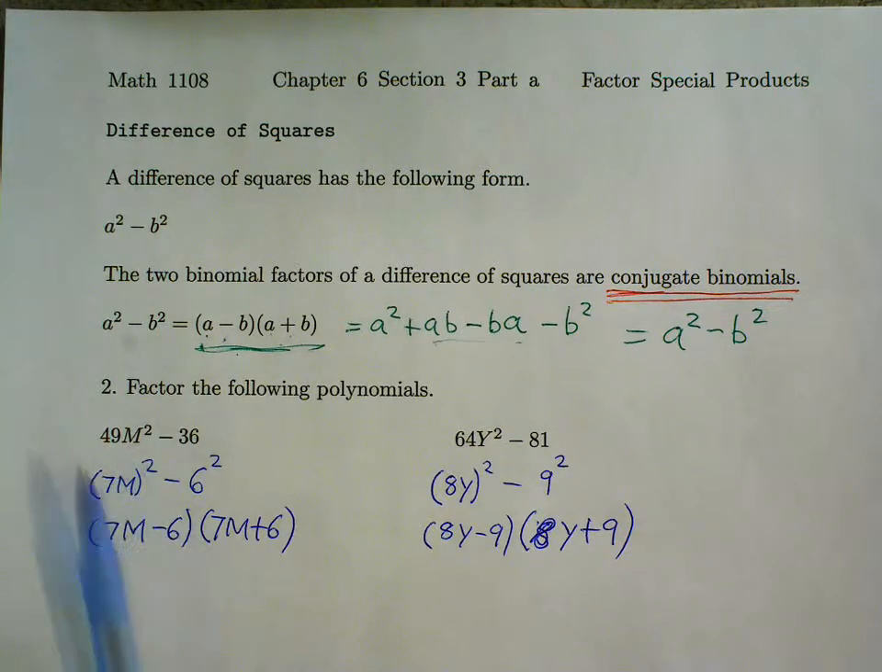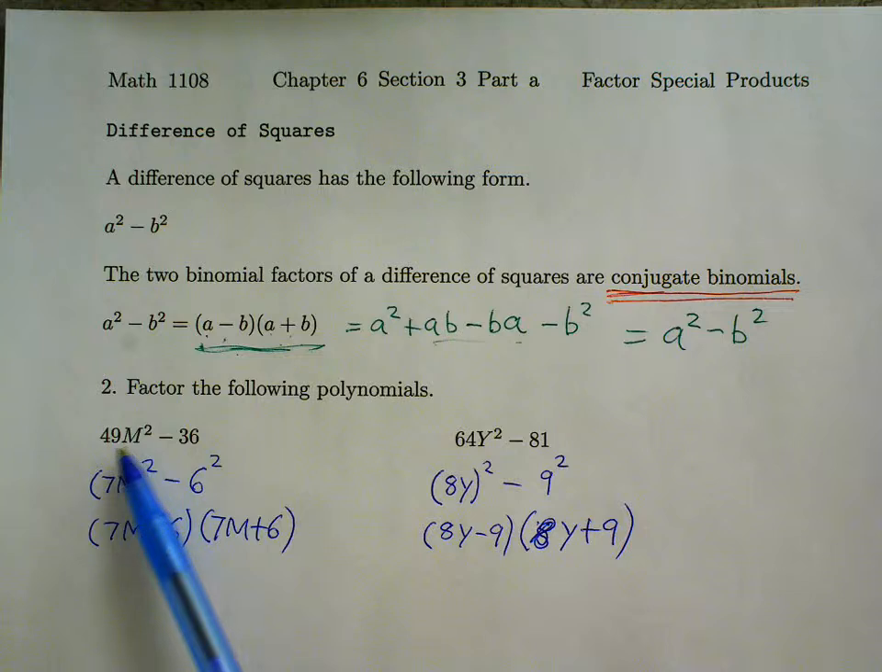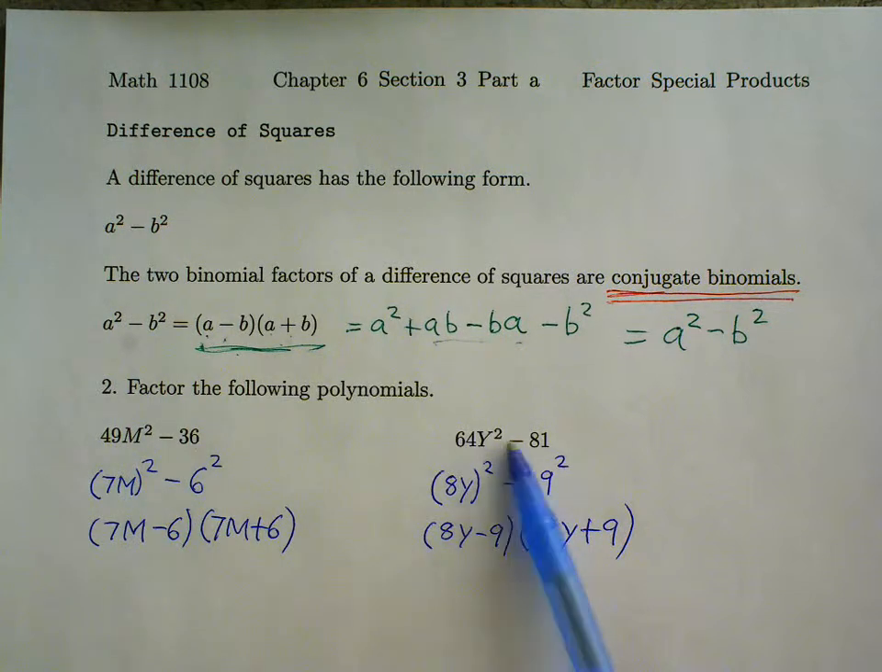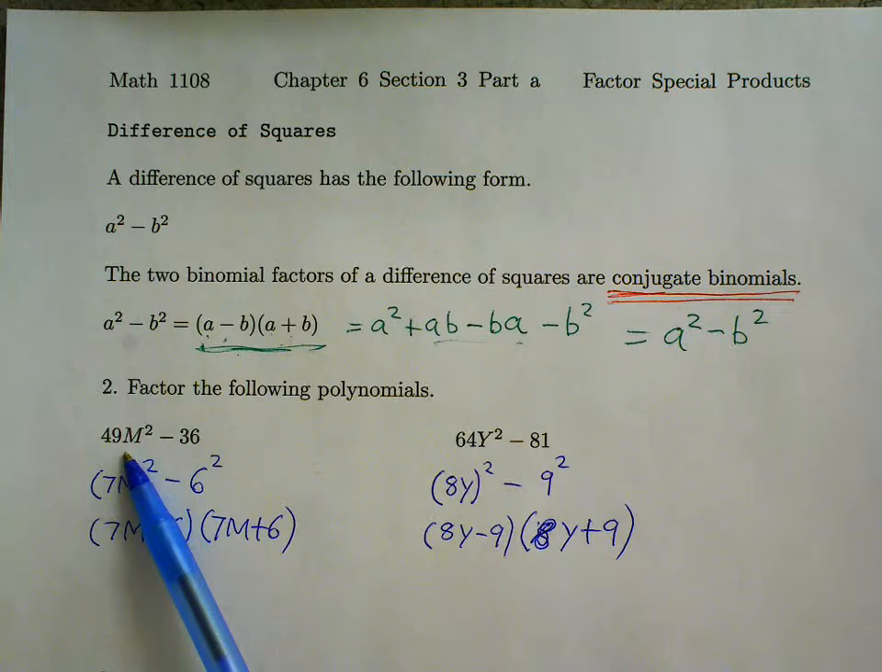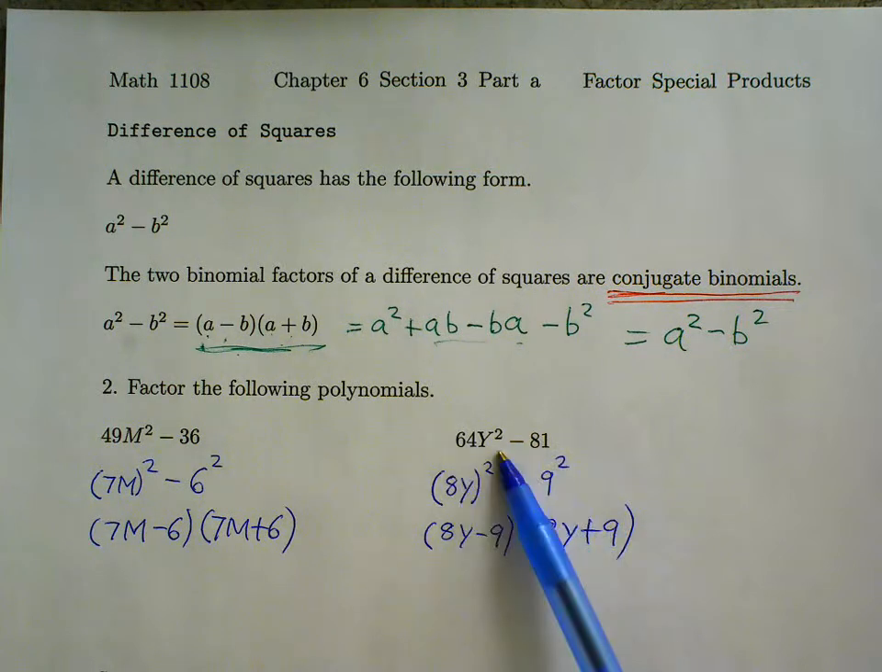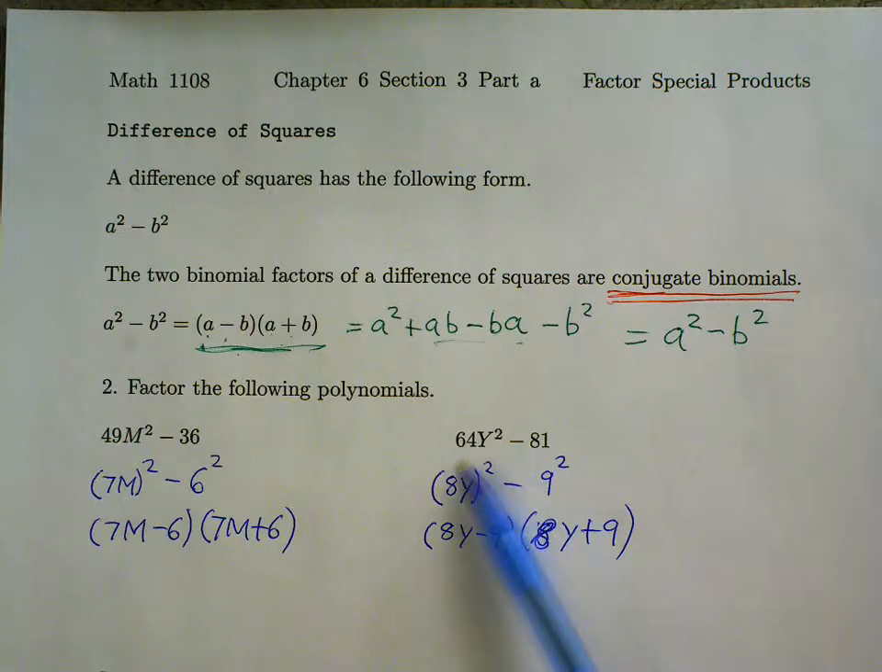I didn't acknowledge, so I want to make sure that I don't overlook this too frequently. The greatest common factor of 49m to the second minus 36 is 1. And also in the other difference of squares, the greatest common factor is 1.